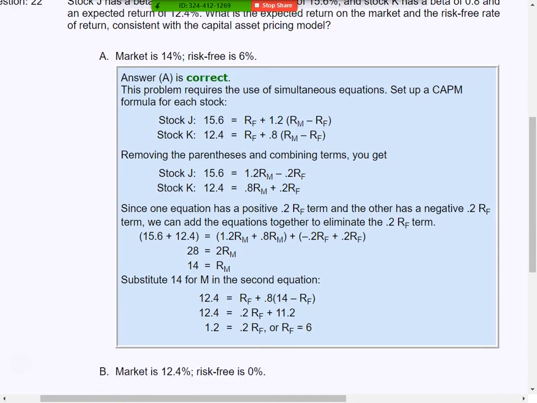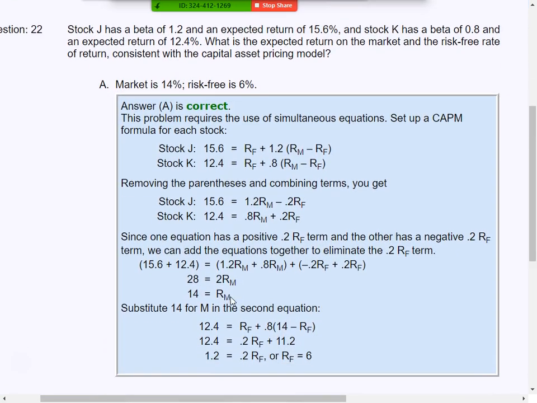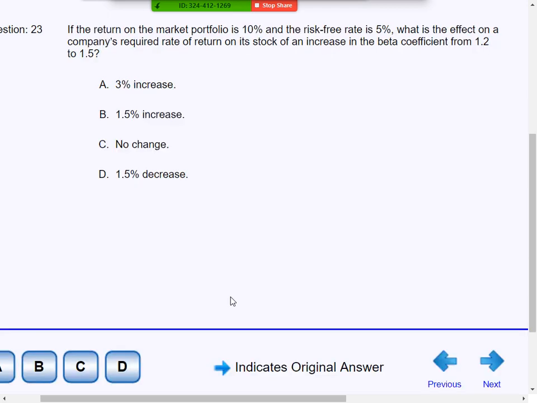See, it's a long question, but we test more of your basic mathematical skills rather than any area of financial management. Moving on to question number 23.